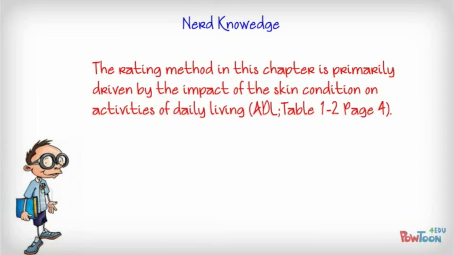Some specific information on the activities of daily living table. It can be found on page 4, and there are 34 activities of daily living that need to be reviewed and inventoried to properly place the individual into the rating class.